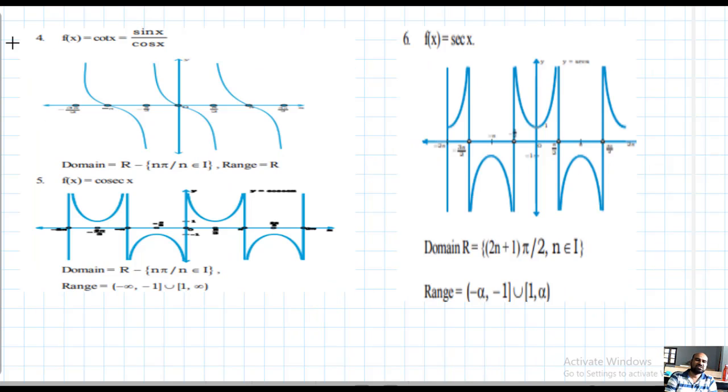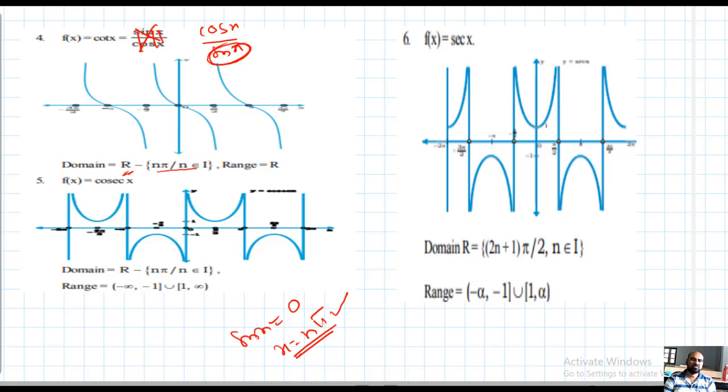Next, cot x, which is cos x by sin x. Something is given wrong here, this is not correct. If sin x equals 0, the cot function is not defined. For what values does sin x equal 0? x should be of the form n pi. Then sin x equals 0. So cot x is defined for angles which are not of the form n pi. That's why the domain of the cot function is all real numbers except angles of the form n pi. Range is all real numbers. You should remember this graph. Already we completed this concept.